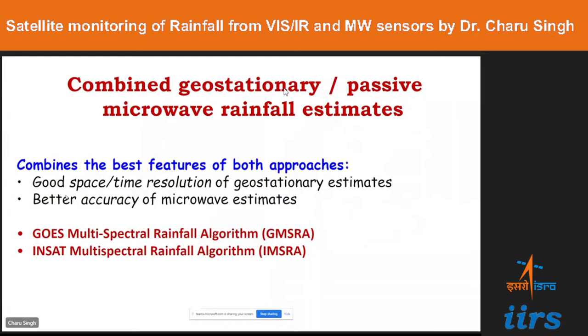Based on these methods, algorithms are available. These are GMSRA and IMSRA. GMSRA is the GSMaP multispectral rainfall algorithm and IMSRA is the INSAT multispectral rainfall algorithm. Data sets based on IMSRA are also available on the ISRO portal, mosdac.gov.in.